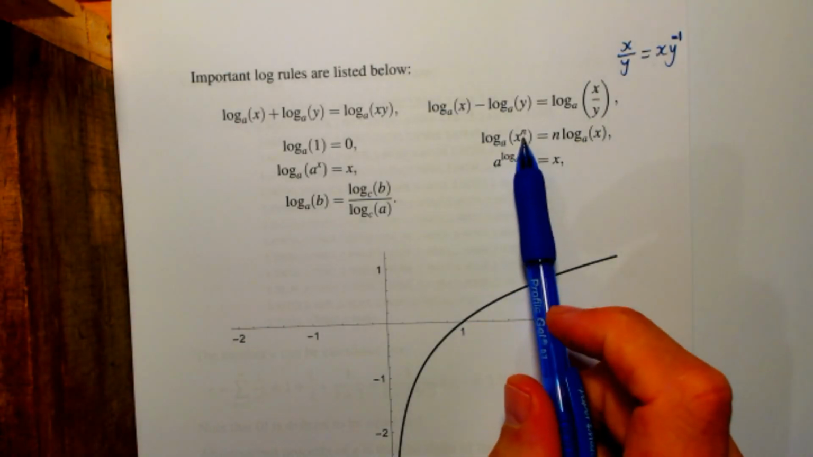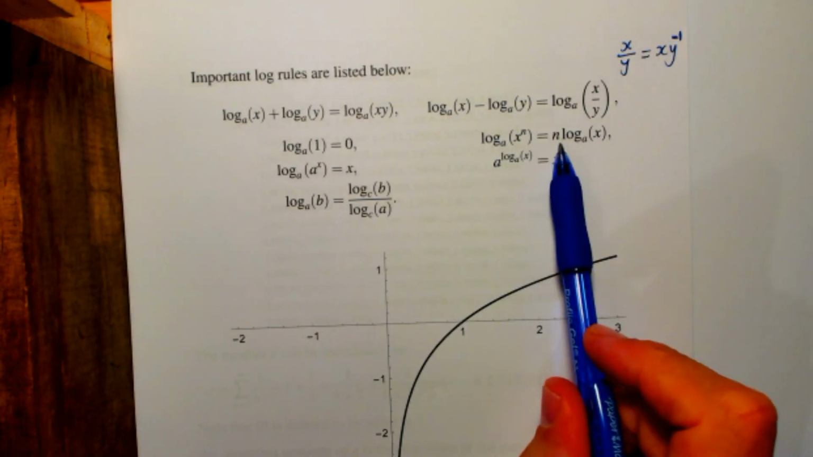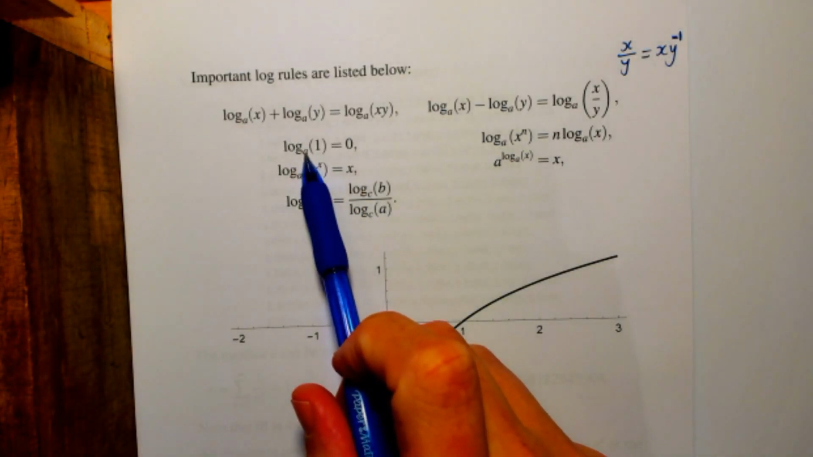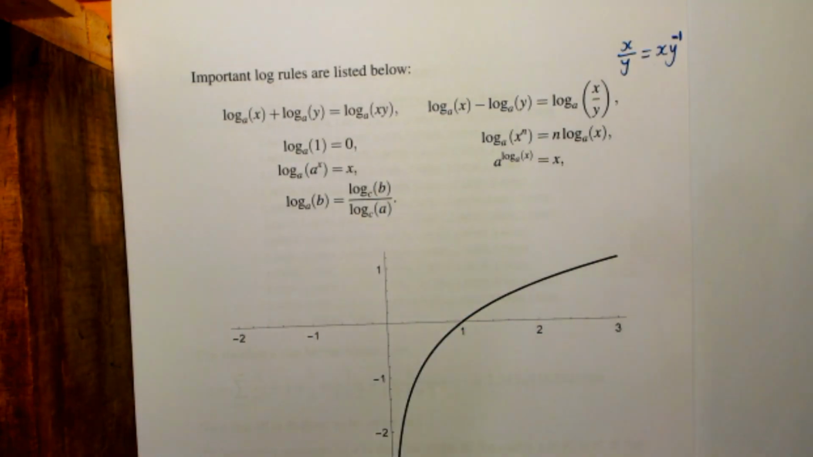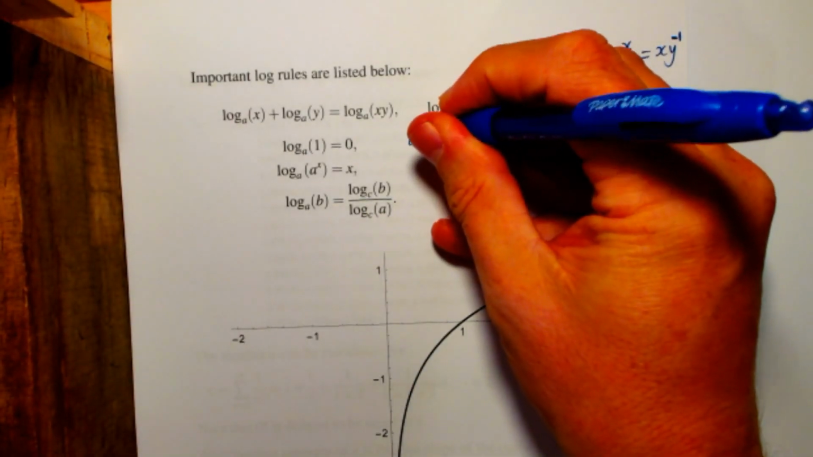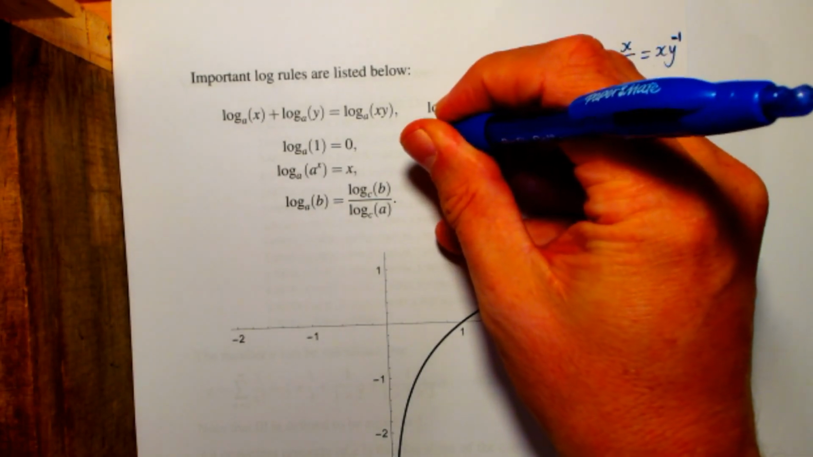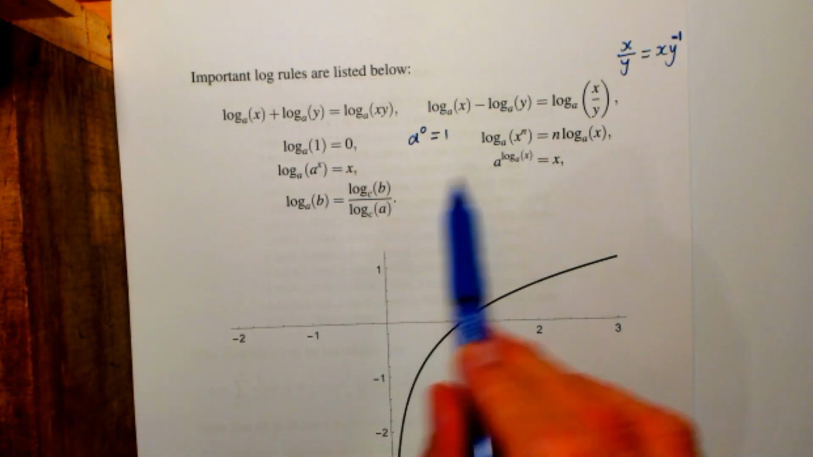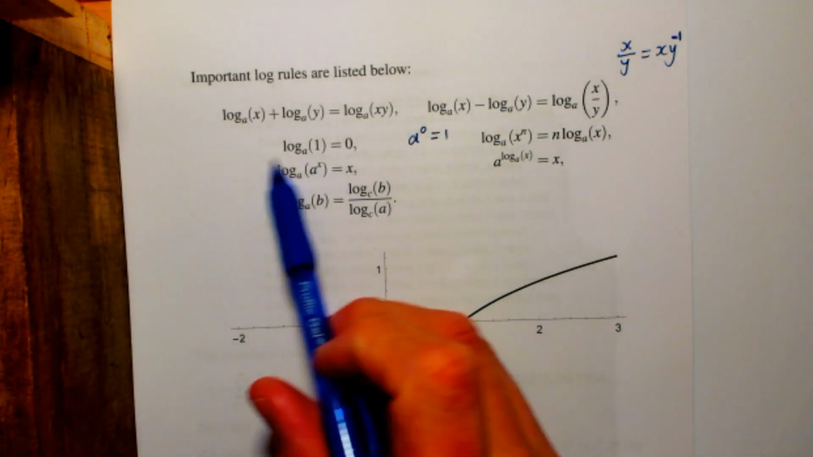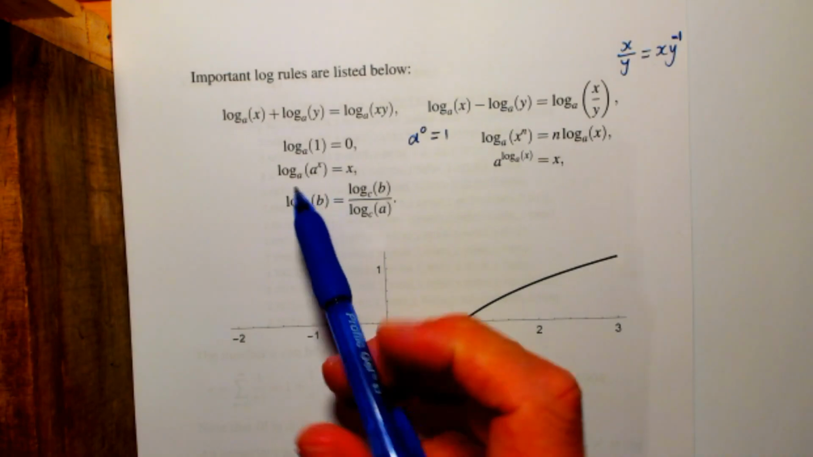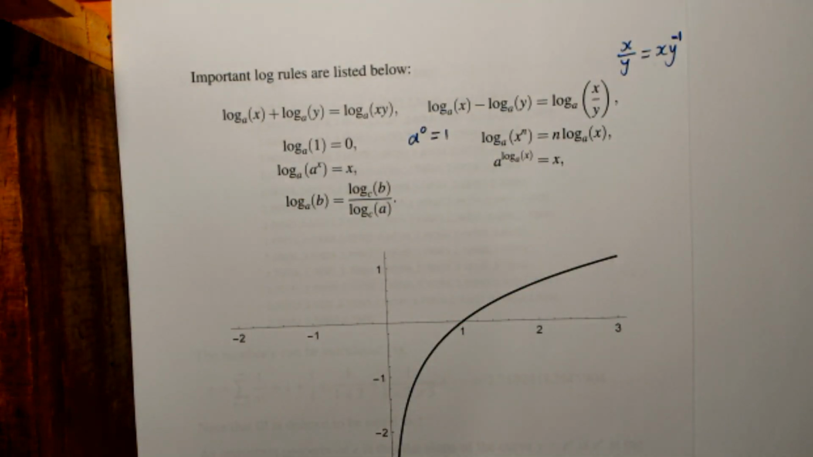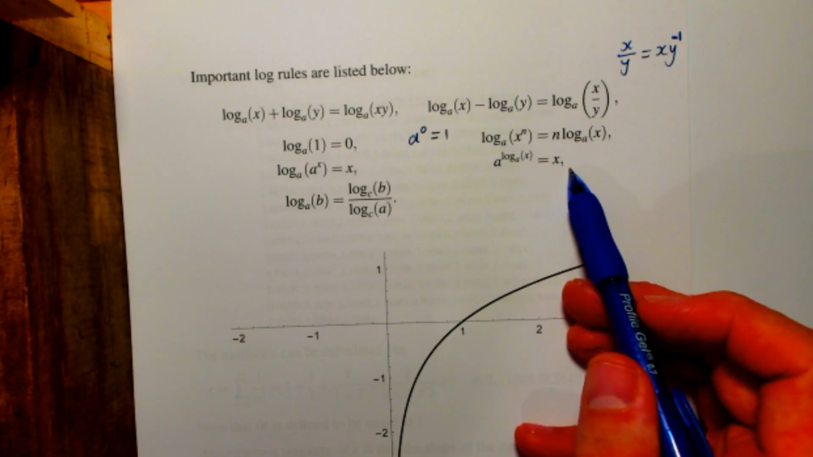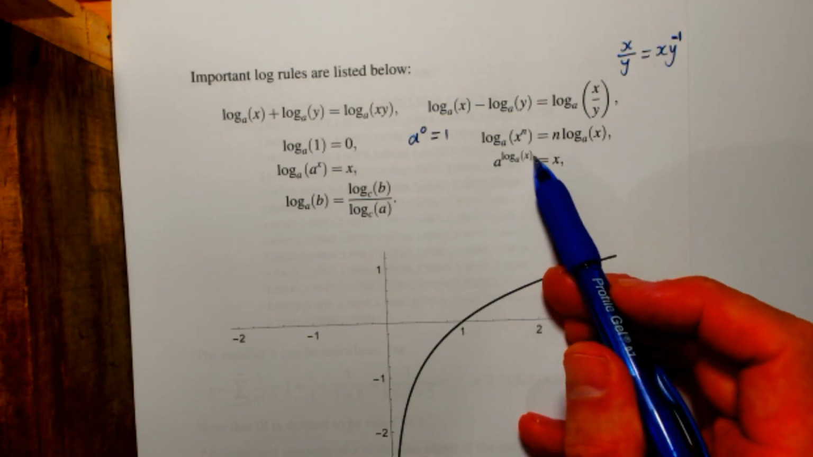Alright, so this one says we can pull down these powers and put them in front. That's pretty handy. Log to base a of 1 is 0, so in other words, a to the power of 0 is 1. This one, again, pulling down the power, so using this log rule here, we pull down the power, then log to base a of a is 1. So that's x times 1. This is essentially coming from the definition of a log. So a to the power of log to base a of x is x.